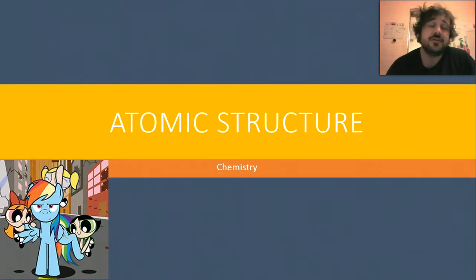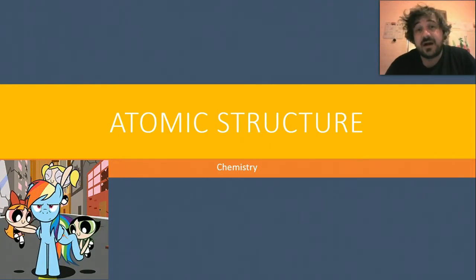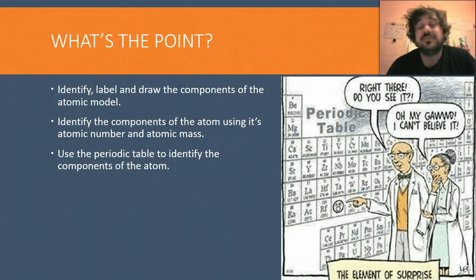Alright, chemists. Last lesson we talked about particles, and this lesson we're going to talk about what those particles are made of, or our model for those particles. So what's the point? Basically, you want to be able to describe our model of the atom in several different ways. You want to be able to do it with pictures. You want to be able to explain them.